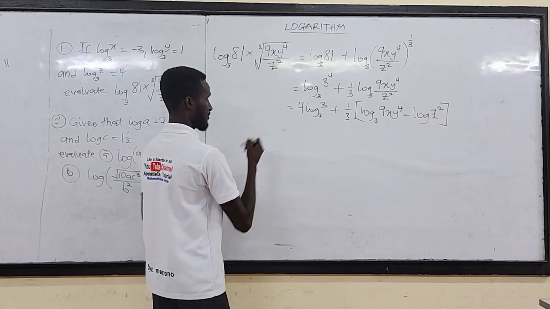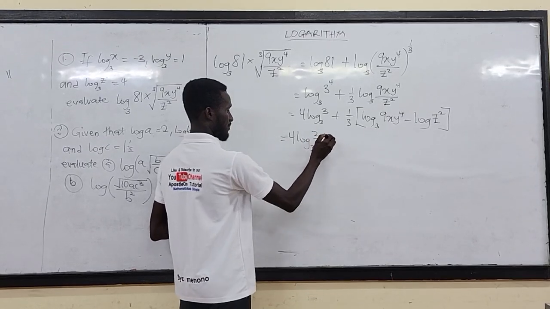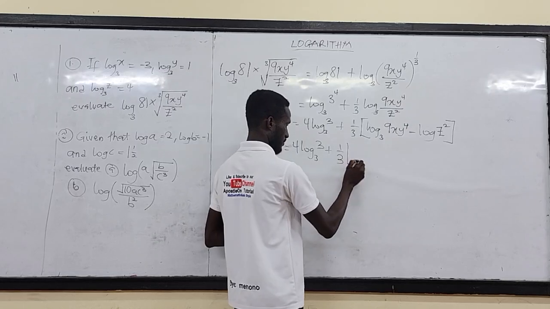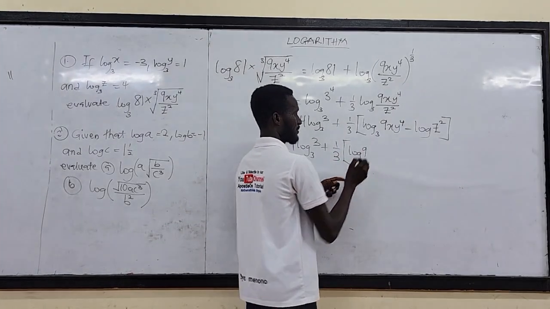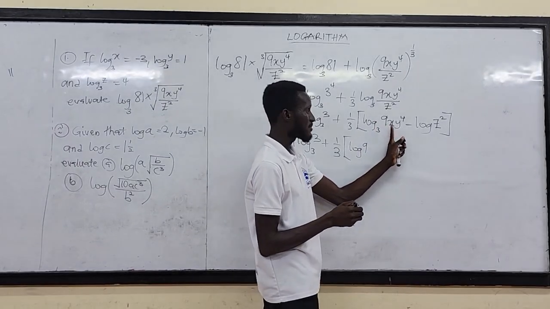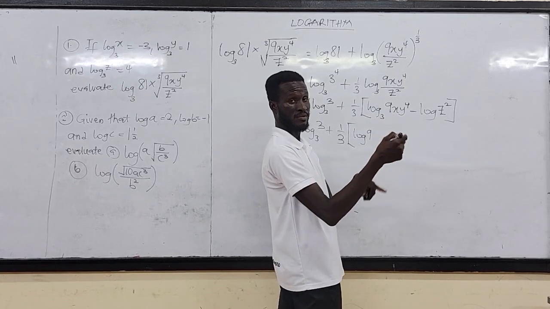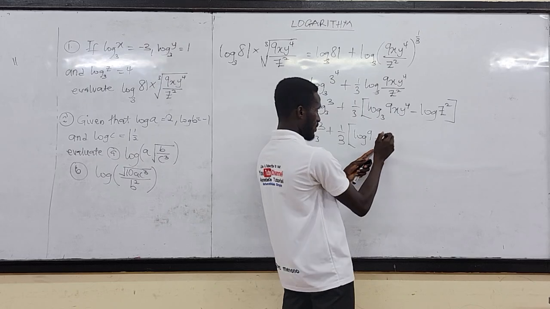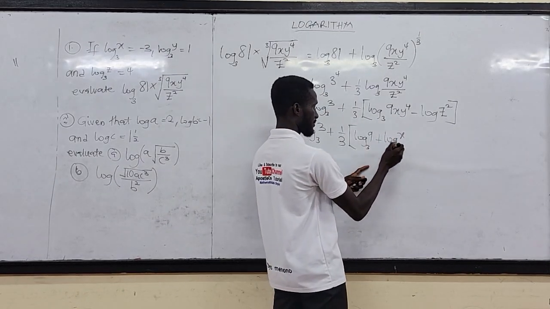So let's expand. We have 4 log 3 base 3 plus 1/3. Now this one is the same as log of 9 times x times y exponent 4. Don't forget, the whole of this one means addition of logarithm. So we have log 9 plus log x, so the x will be log of x. All of them have the base of 3.